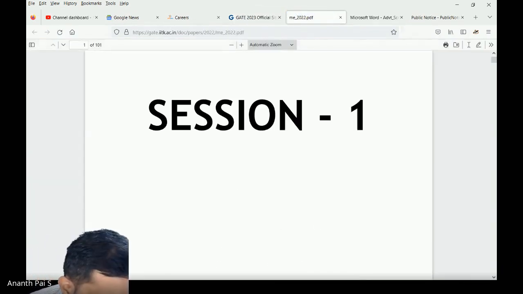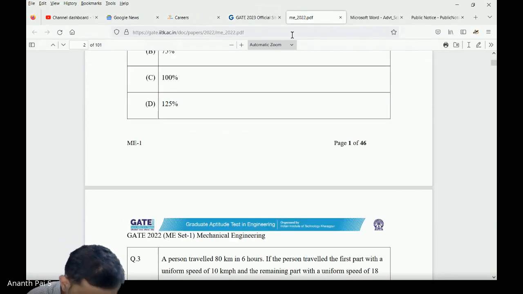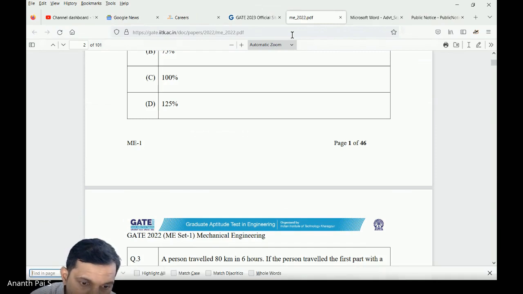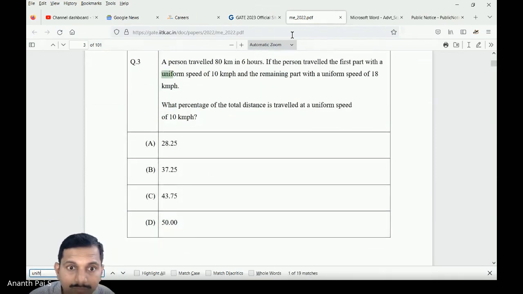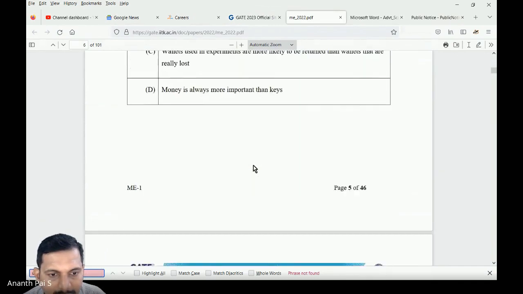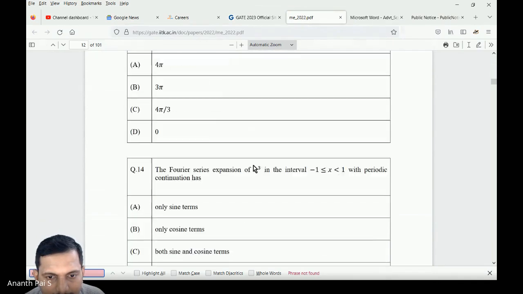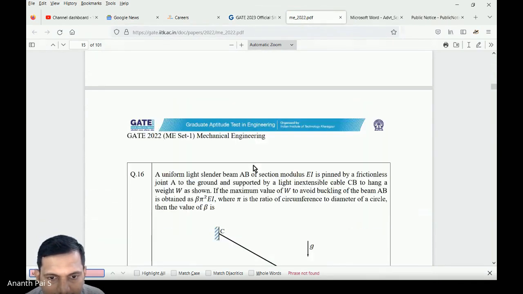So the question is uniform, light, slender. Control F. It has come in Set 1. Uniform. 1 mark question. Uniform. Light. That's a 1 mark question, so we can find it. Yeah, this one.